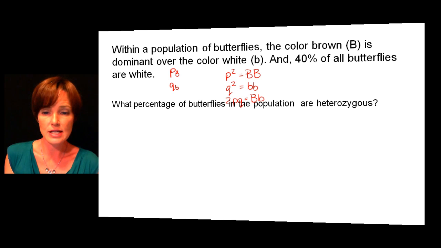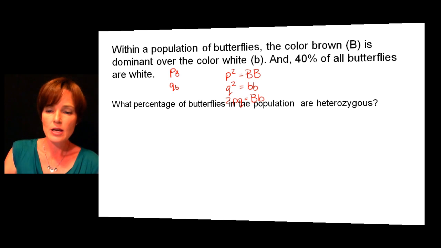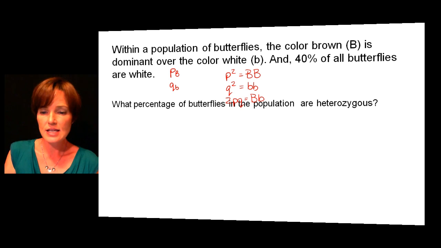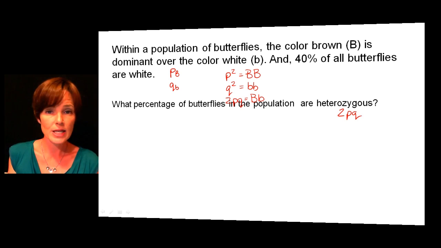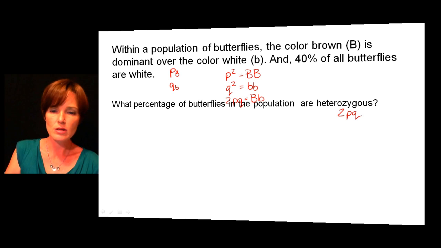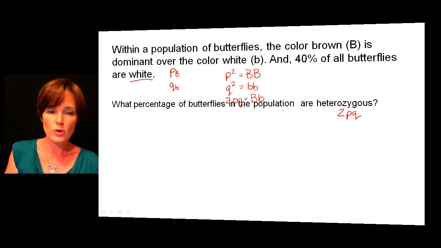So keeping that in mind, first of all, we're asked, what is the percentage of butterflies in the population that are heterozygous? Well, we just said that to figure out heterozygous, that would be 2PQ. We have to know what P is and we have to know what Q is if we're going to solve that part. So we need to be able to take the 40% and figure out P and Q. So 40% is the frequency of the ones that are white. So 40% is basically right here.